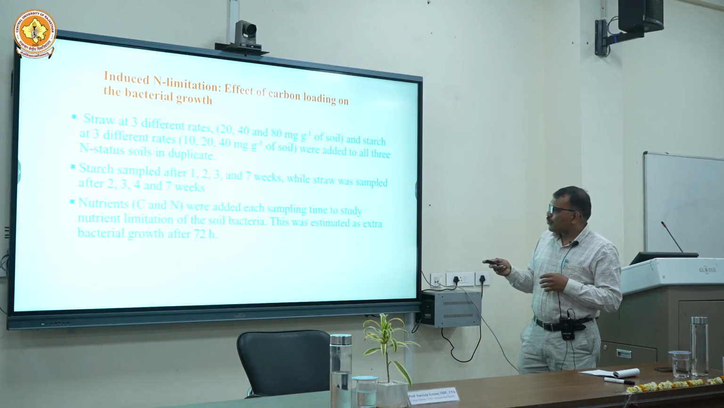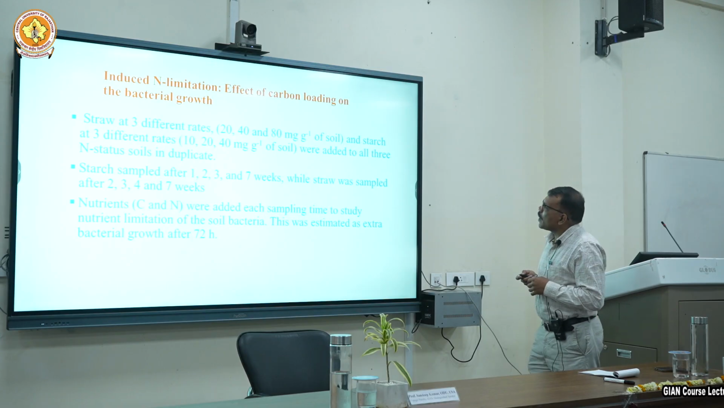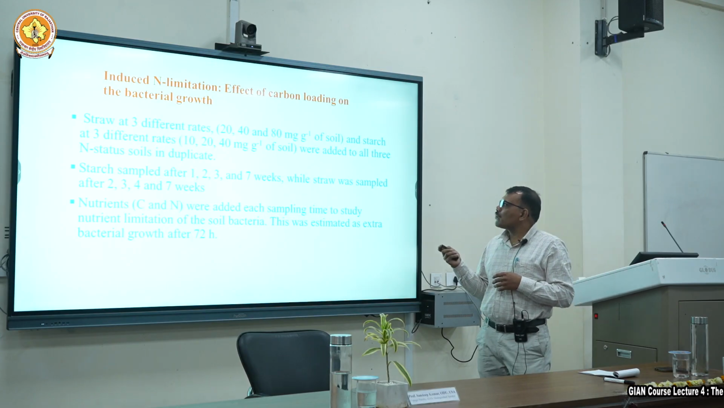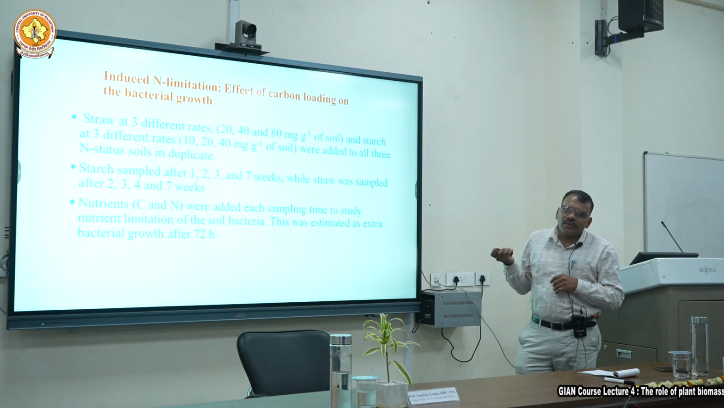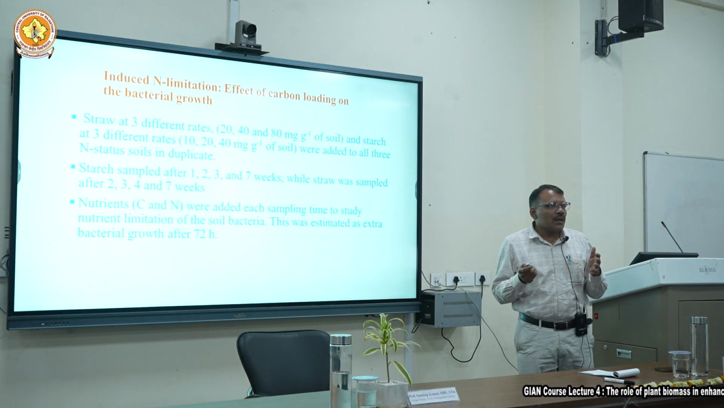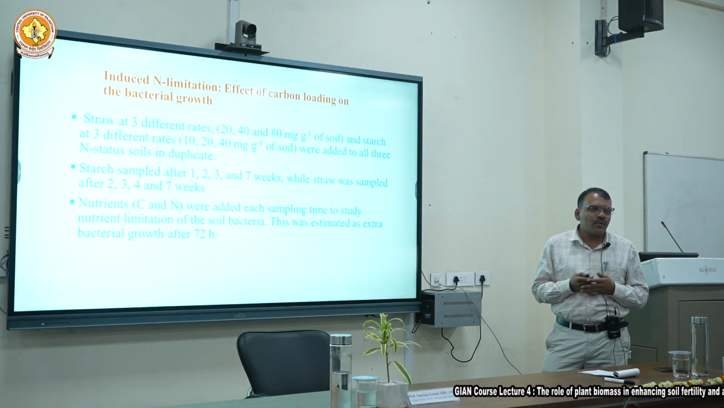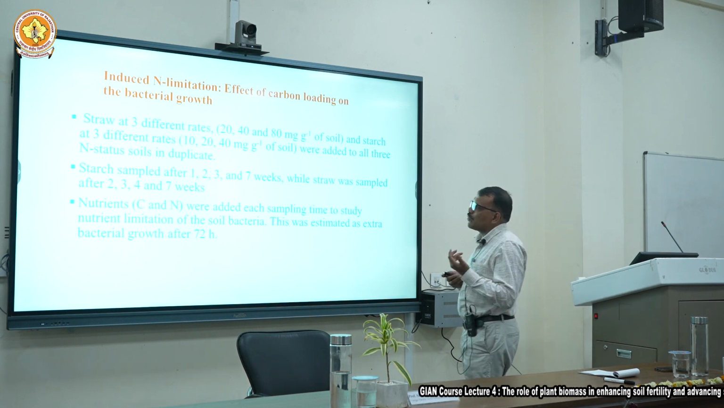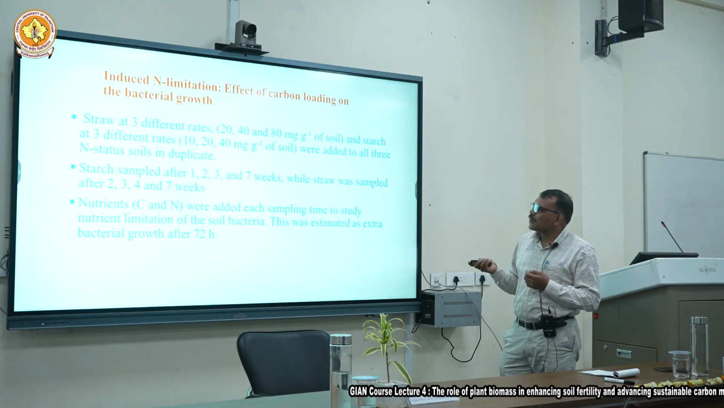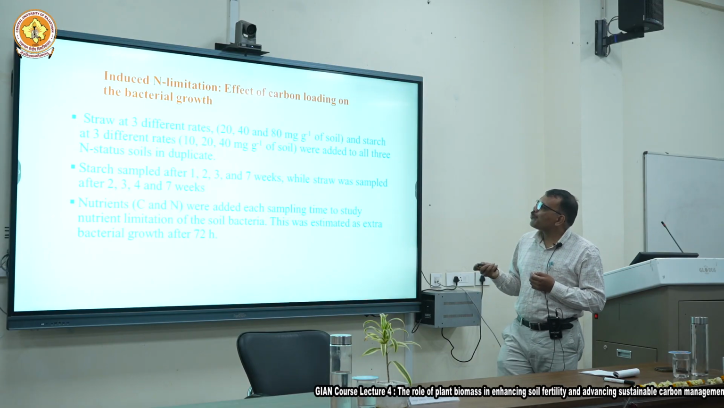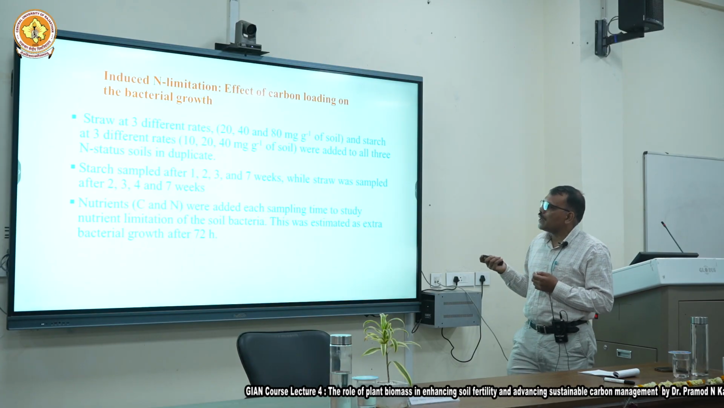So we added straw at different places at 20, 40 and 80 milligram per gram of soil, and starch at 10, 20 and 40 milligram per gram of soil. The straw has a 75 CN ratio, and starch is a pure sugar, so it is full of carbon and glucose. After treatment we sampled at 1, 2, 3 and 7 weeks for straw, and for starch at 2, 3, 4 and 7 weeks.